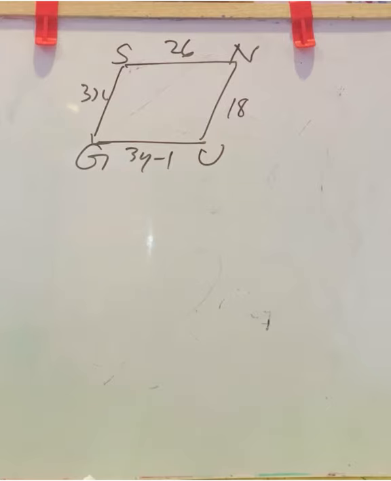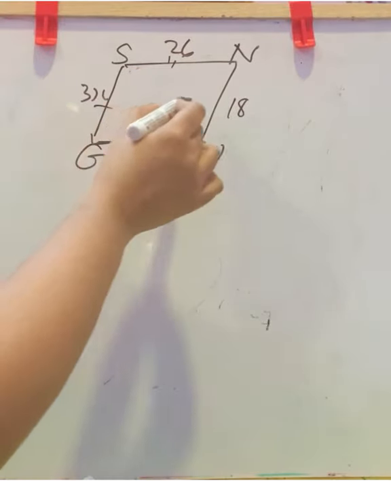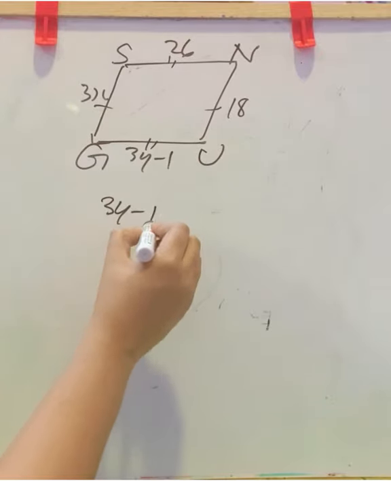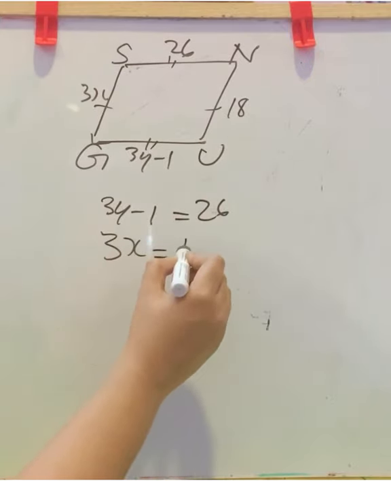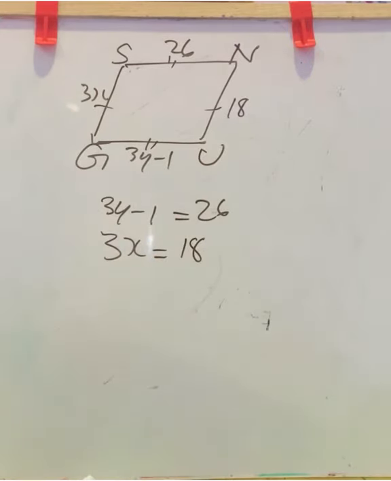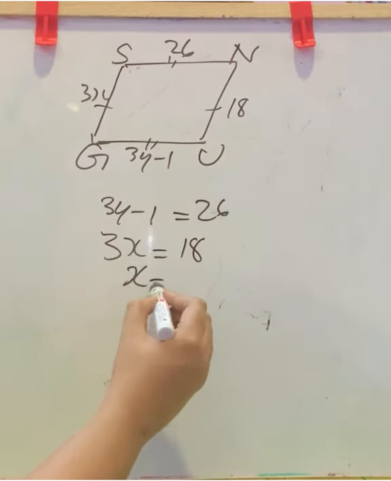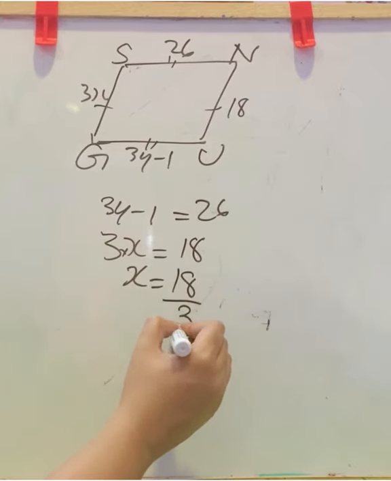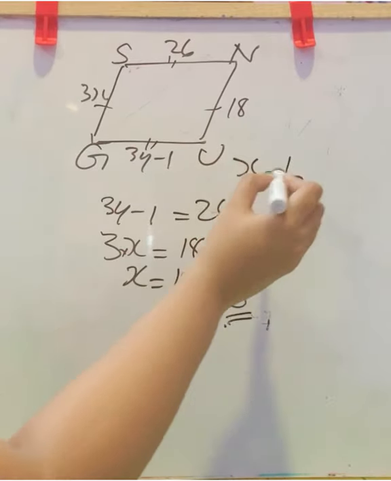So this is a parallelogram and we know opposite sides are equal in length. This length and this length will be equal, and this length and this length are equal. So let us write it like that. 3y minus 1 and 26 are equal, and 3x is equal to 18. So from here, 3x is equal to 18. Here it is 3 into x. Taking 3 to the RHS, it goes to the denominator, 18 divided by 3 is 6. So we got x is 6.